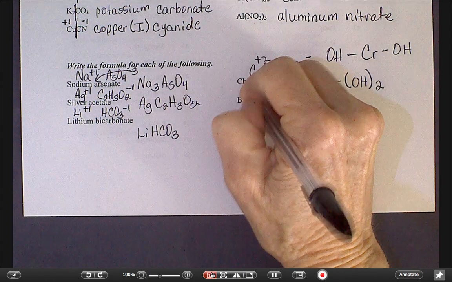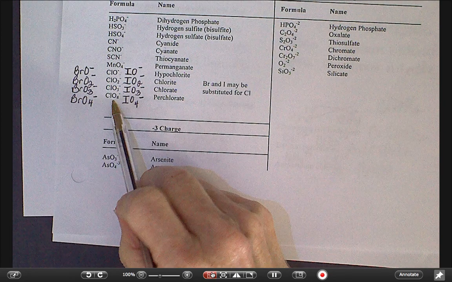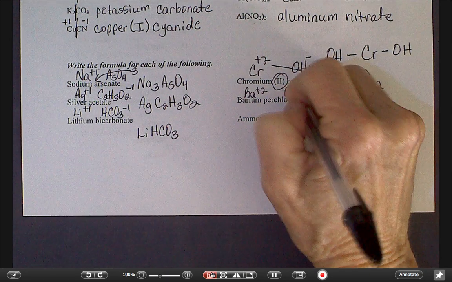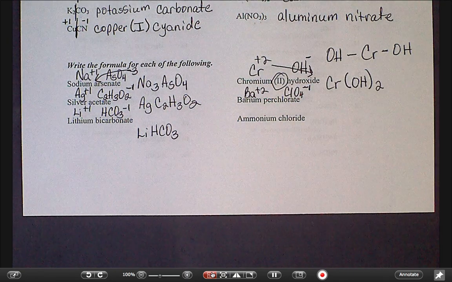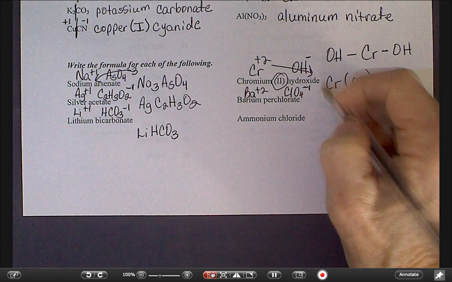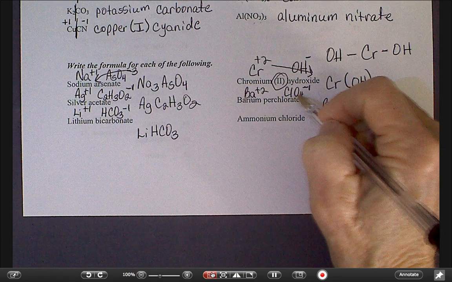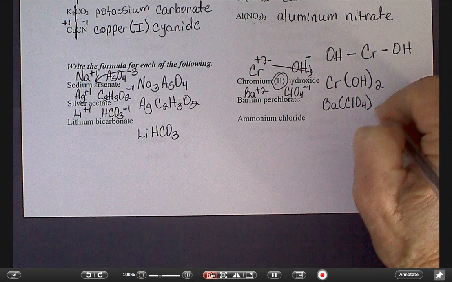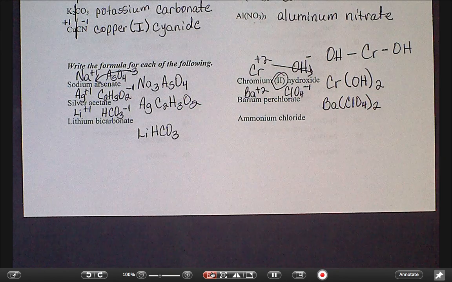Group 2 metal, Ba plus 2. Go find perchlorate down on the bottom where we wrote all of those. See that formula? There you go. So ClO4 minus 1. Alright, crisscross, who gets the 2? Okay, so I write Ba parentheses. I write my polyatomic formula inside, close it and put my 2 on the bottom outside. Questions?